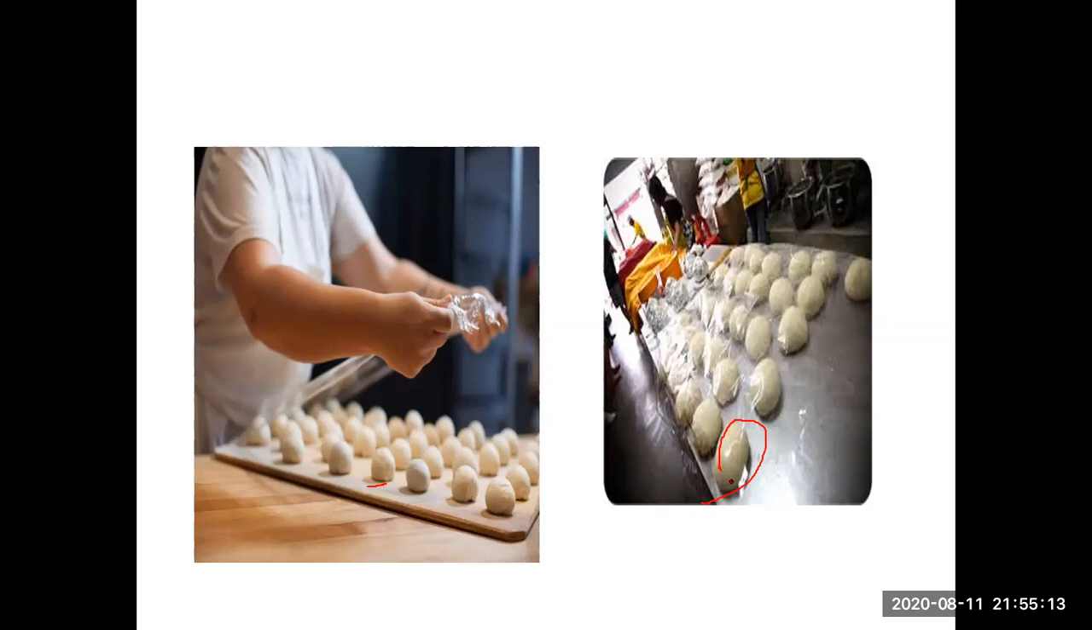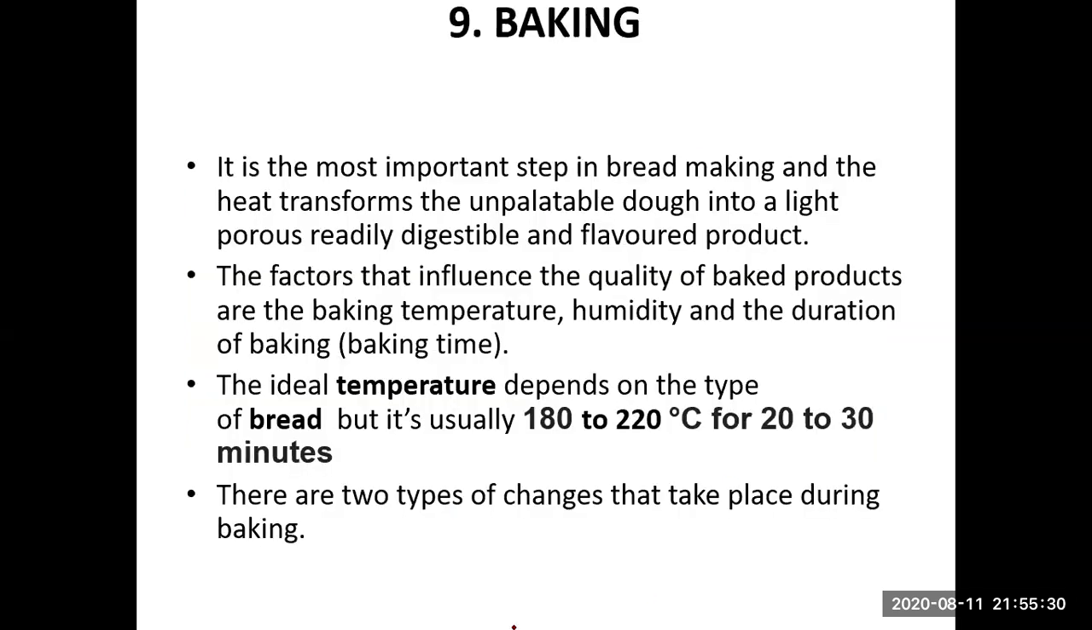If it is an automatic machine industry or manual, this process is mandatory, because after final shaping you have to give them rest. So again carbon dioxide will be produced there, and then it will give the softness and sponginess of your dough. Okay, then after final shaping you will go for baking.